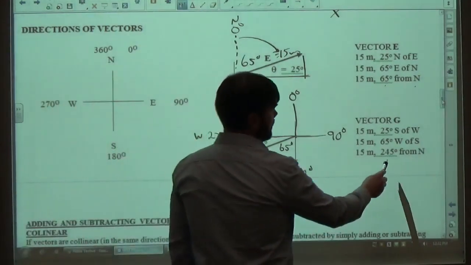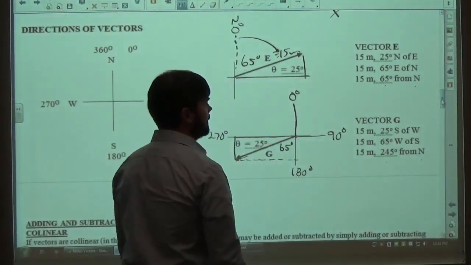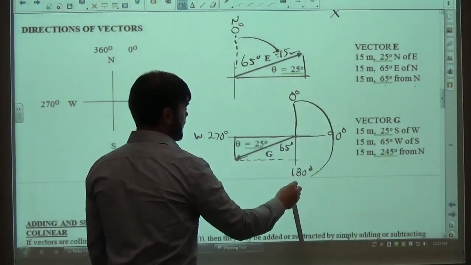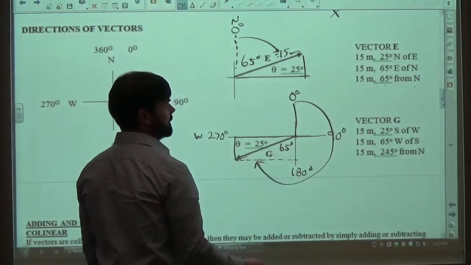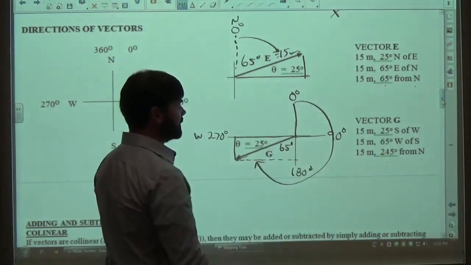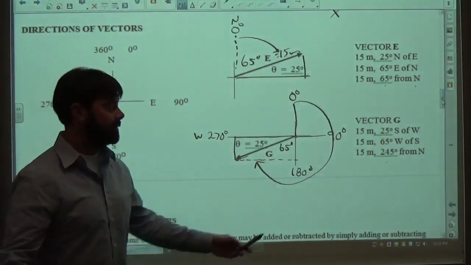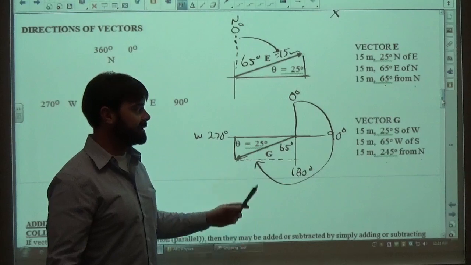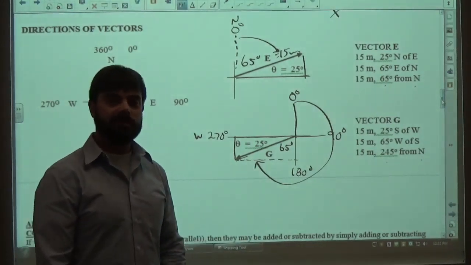Or we talk about it in terms of a bearing again, which is all the way from north. So if north is here, they're flipping it all the way around, like how far did we go, we're pointed in what direction. This is 245 degrees all the way from north. Remember, 180 is here, and you add your additional 65 to get you to the 245 degrees.